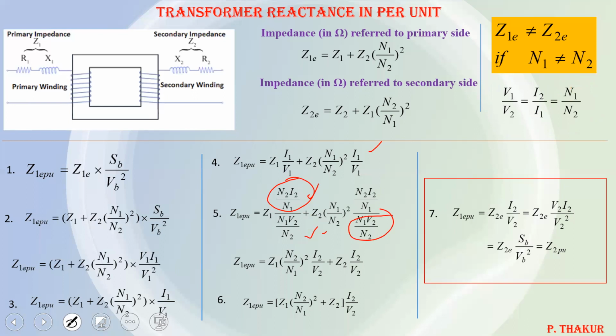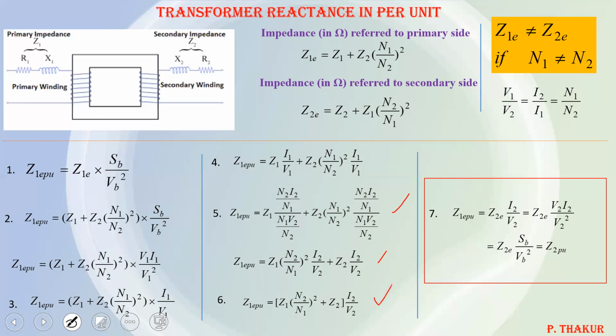Now you will have to solve this expression. What will you get? The first term you will get like this: Z1 N2 square and N1 square I2 and V2. And here N2 square and N1 square will cancel each other. This is just a mathematical simplification; easily you can get this term. Now you will have to take I2 by V2 common. You will get this term.